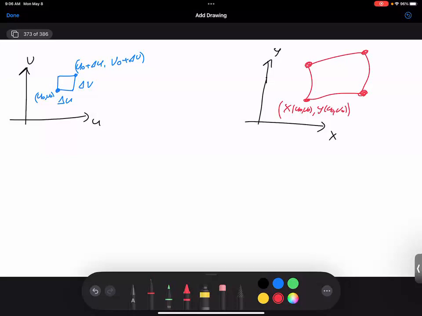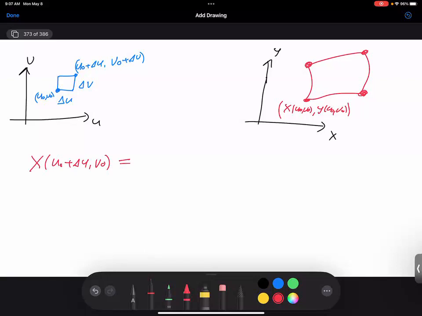Okay. Well, as long as delta u is small and delta v is small, do you think there's going to be a lot of change as we move along the bottom side of the region in the xy space? Do you think the points are going to be close together or far apart if delta u and delta v are small? Close together. So let's try to think how we would approximate. So x of u naught plus delta u, v naught, what would that equal? How would the x coordinate change?